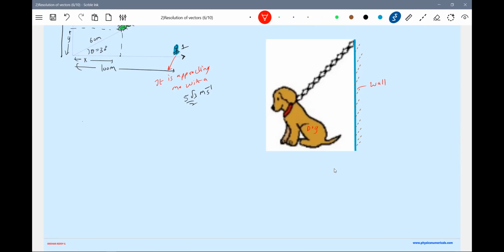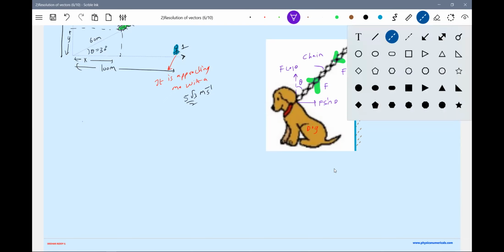Then what are the forces, sir? Can you show the forces? Yes, here the force will act in this direction. Later in the laws of motion, you are going to learn why the forces will be in this direction. Let this be theta. Then what is the horizontal force exerted by the chain on the dog? It should be F sin theta. What is the vertical force exerted by the chain on the dog? F cos theta. Sir, can you show those arrows once again?